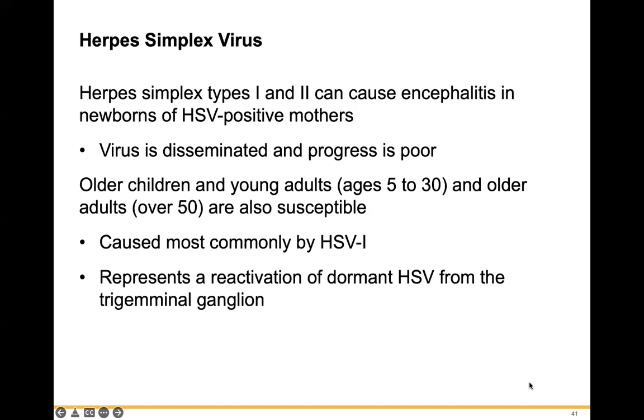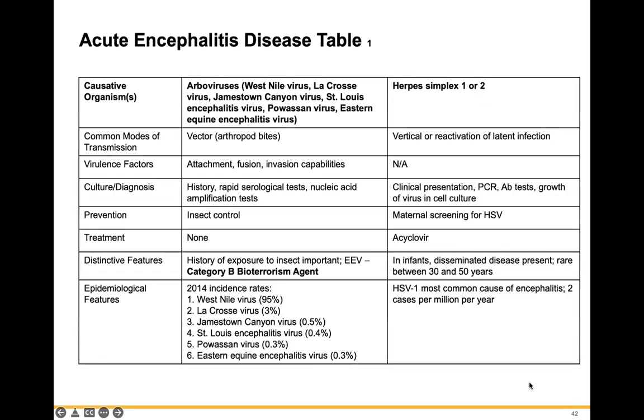Older children and young adults ages 5 to 30 and older adults over the age of 50 are also susceptible. And it's caused most commonly by HSV1 in these populations. It essentially represents a reactivation of a dormant HSV1 infection from the trigeminal ganglion, which is one of your cranial nerves, number 5. So looking at the acute causes of encephalitis, here's the summary table for those. Again, the arboviruses such as West Nile, and then herpes simplex viruses 1 and 2.